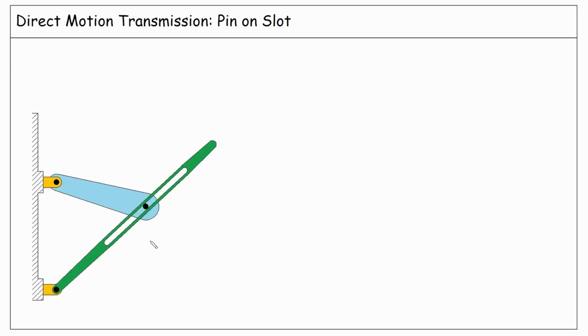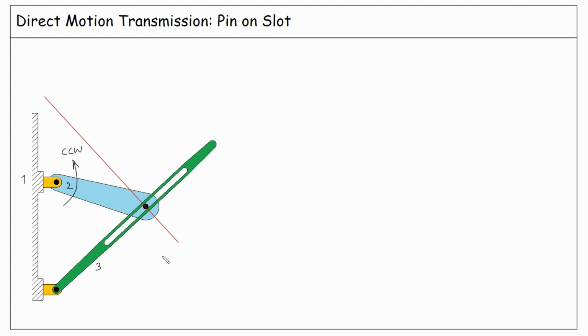In the next example, we have a case of direct motion transmission via a pin on a slot joint. Let's name the links. 1, the ground, 2, and 3. Link 2 is the driver and rotates counterclockwise. We have already learned that when there is a pin on a slot joint, the line of transmission passes through the pin and is perpendicular to the slot. Something like this.